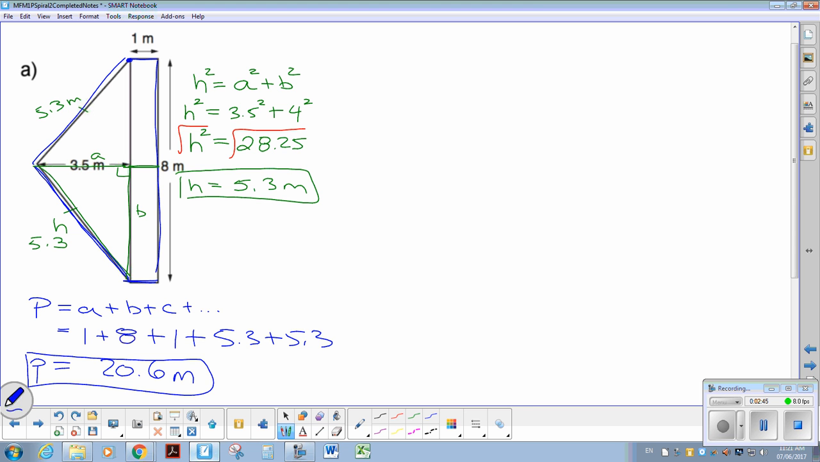All right, now area. Area equals, again, area 1 plus area 2 plus dot dot dot. How many areas do we have here? So most people, I'm hoping, see there's a skinny rectangle on the end. So that's my first area. And then the triangle is going to be area 2. So that means that area 1 is a rectangle, length times width, 1 times 8. So that gives us 8 meters squared.